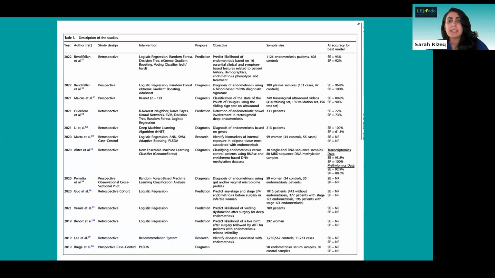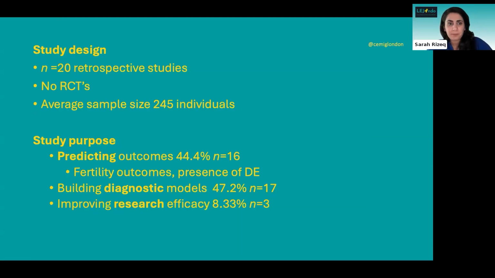Next slide. So this is a summary of all the studies they found and how they tried to generate some sort of comparison. Like I said, this is a scoping review. It was almost a descriptive comparison, really. And we'll go straight into the results on the next slide.